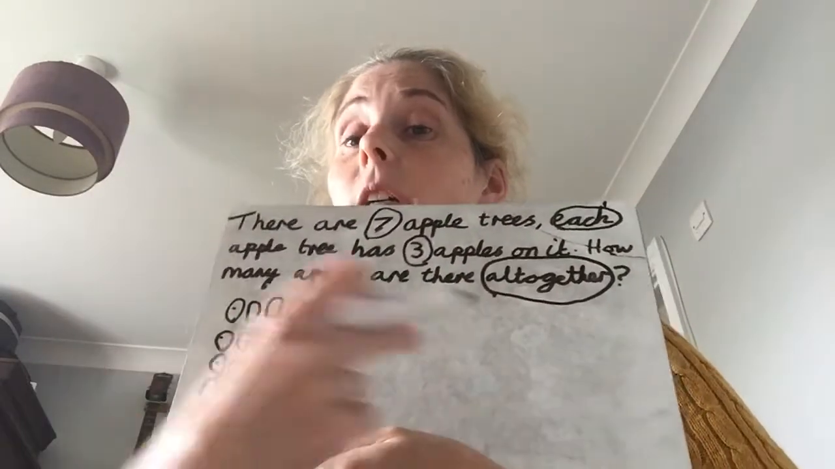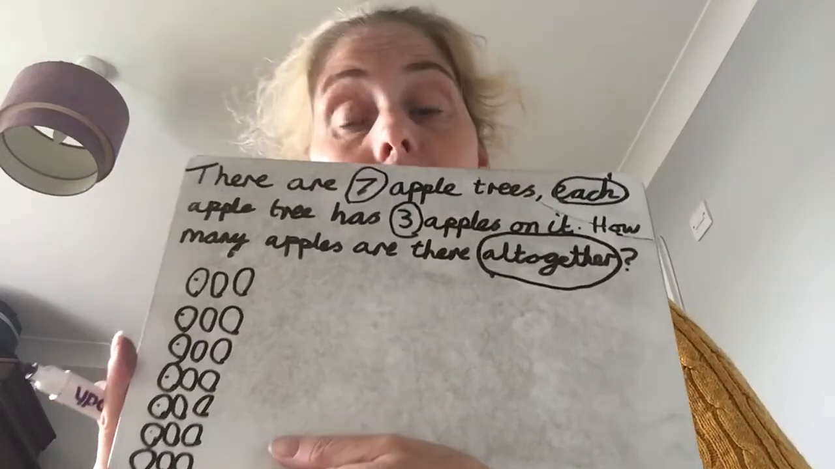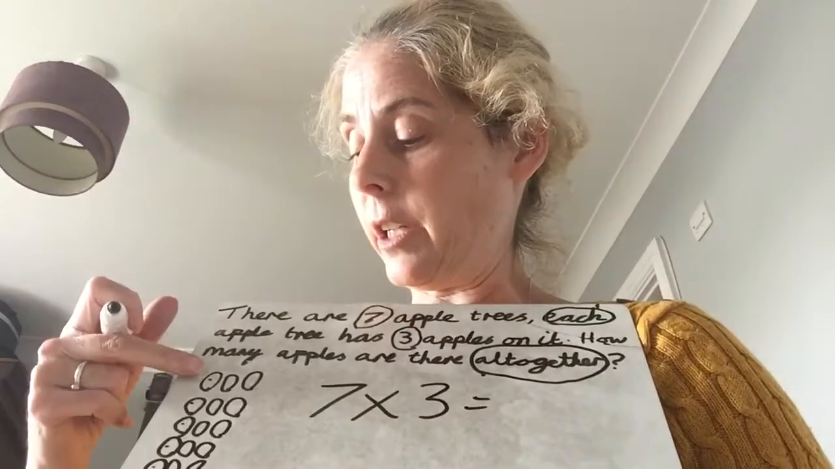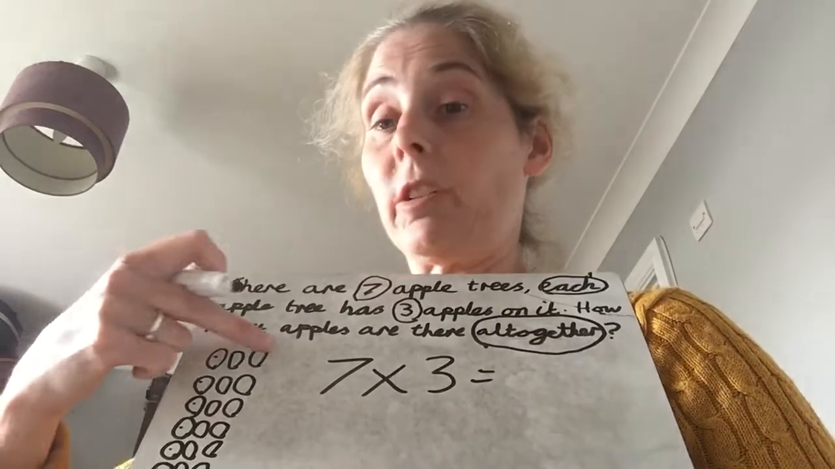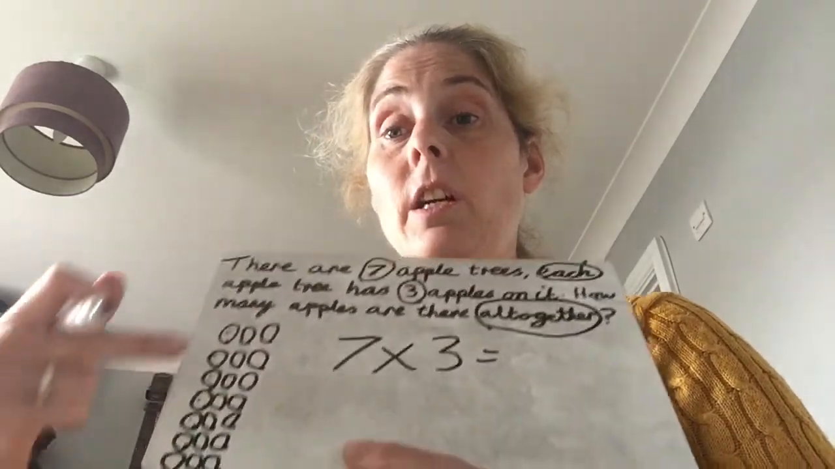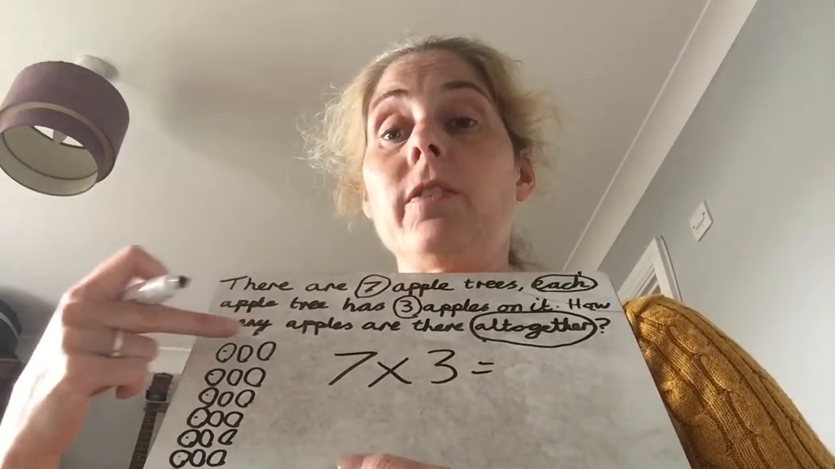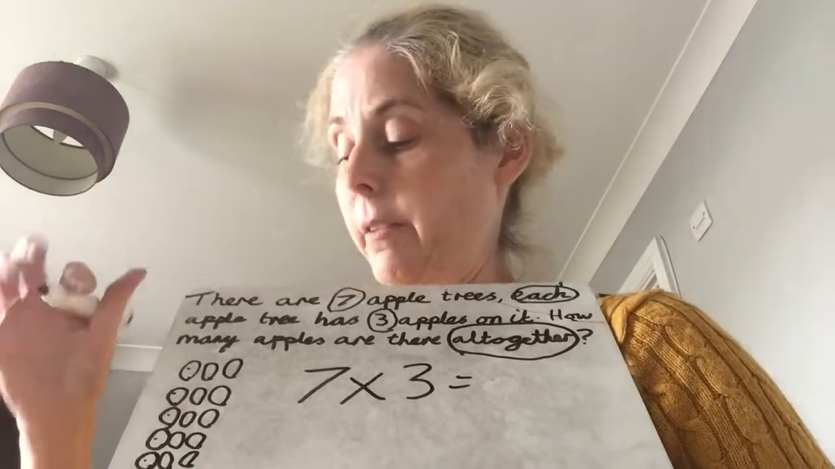Straight away now, we know what the calculation is going to be. Because we had to use an array, it must be multiplying, it must be timesing. So we know we've got 7 apple trees and each apple tree has 3 apples on it. So we've done 7 times by 3. 7 multiplied by 3. 7 lots of 3.